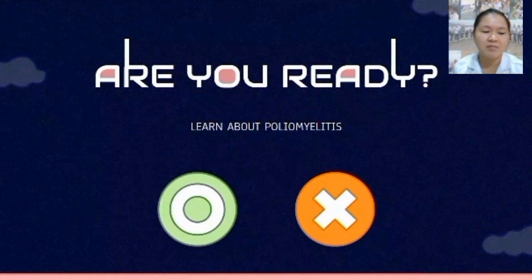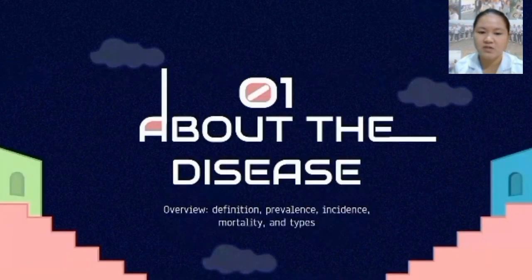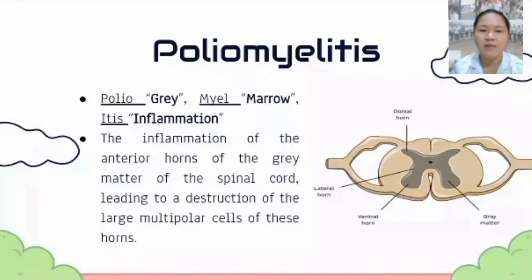So I am tasked to present the overview of this disease. This includes the definition, the prevalence, the incidence, the mortality rate, and the types. Later on, we are also going to discuss it. Now, poliomyelitis: polio means gray, myel means marrow, and itis means inflammation. So it is the inflammation, as you can see from the picture, of the anterior horns of the gray matter of the spinal cord, leading to a destruction of the large multipolar cells of these horns.